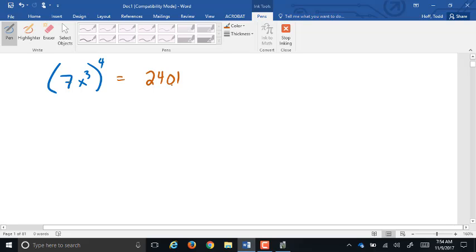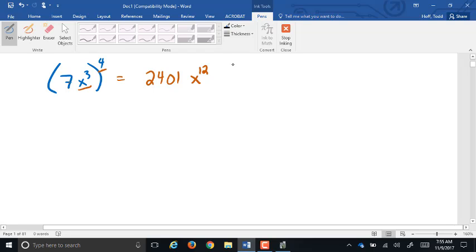2401, 2401. Then we take the name to that power. How do we do x to the third to the power of 4? Yeah, multiply them. 3 times 4 makes 12, x to the 12. When we take a power of an exponent, we multiply the powers.